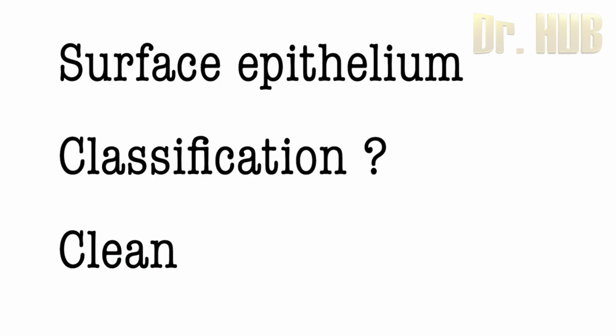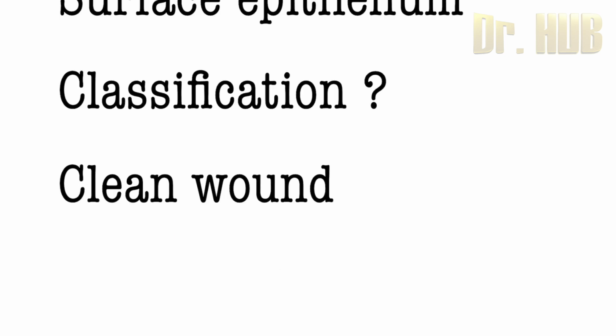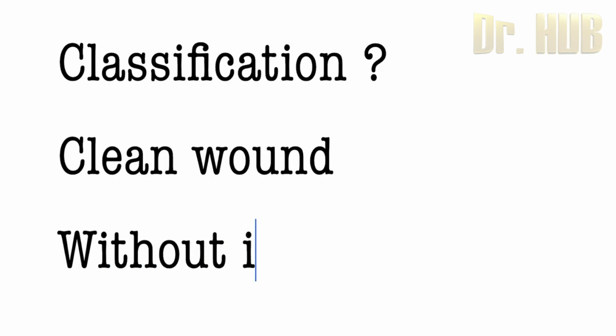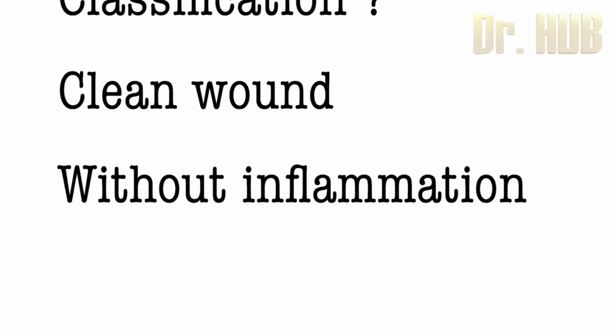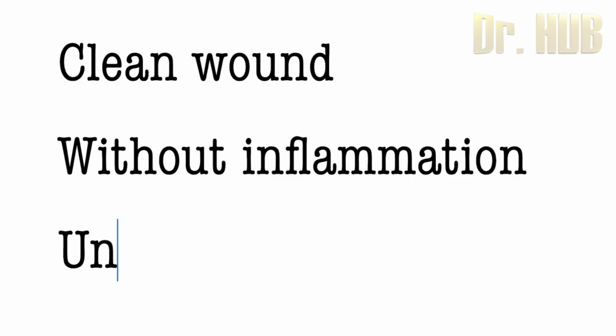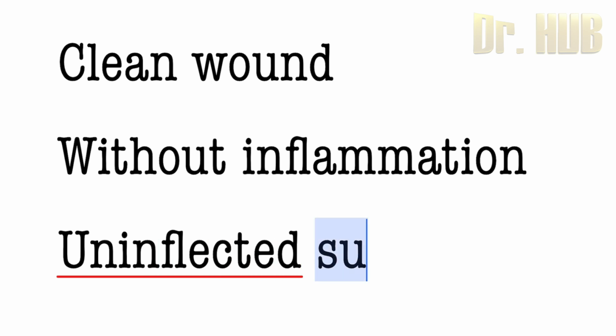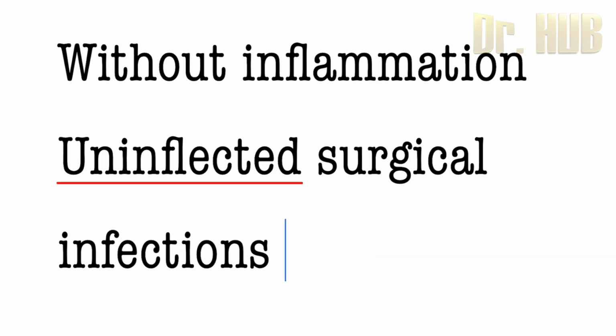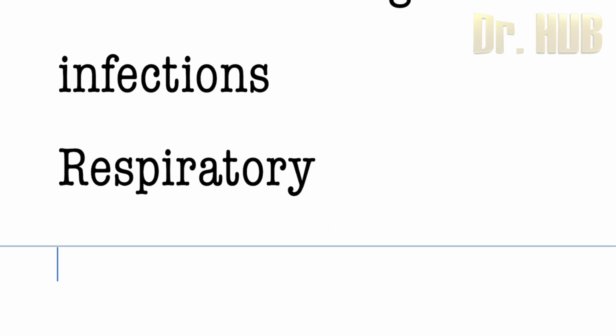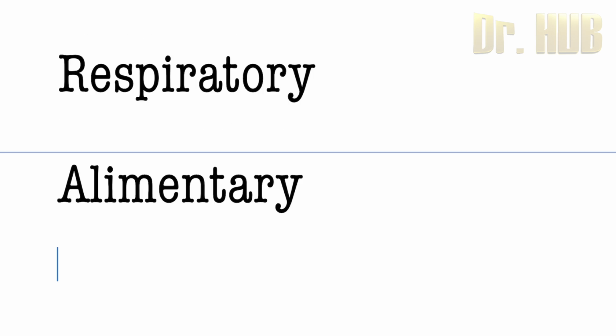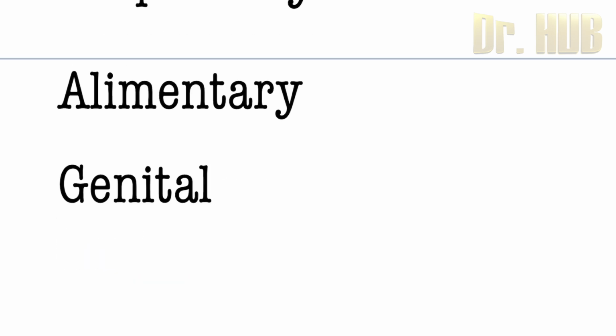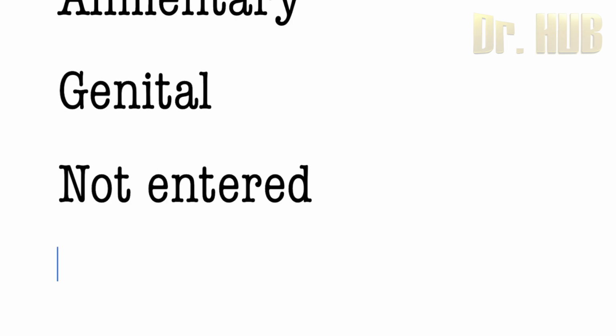First is class 1, which involves the clean wound. The description is an uninfected perforative wound without inflammation. Next, what are the examples? Uninfected surgical incisions, where the respiratory, alimentary, genital and urinary tracts are not entered.